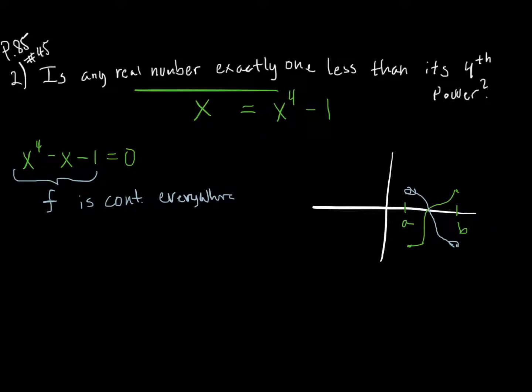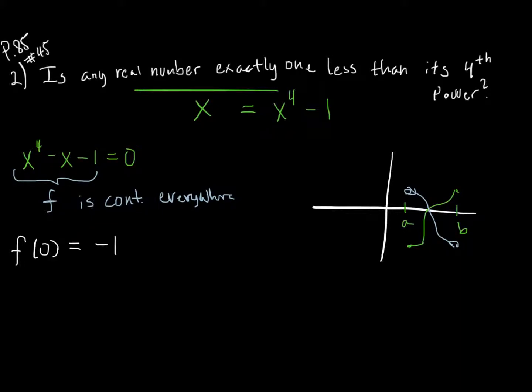Alright, so let's think about some values that might make this 0. Well, the most obvious one to me is 0. 0 minus 1. So f of 0 equals negative 1. And then let's see if 1 works. Let's think about it. 1 minus 1 minus 1. That's not going to work.